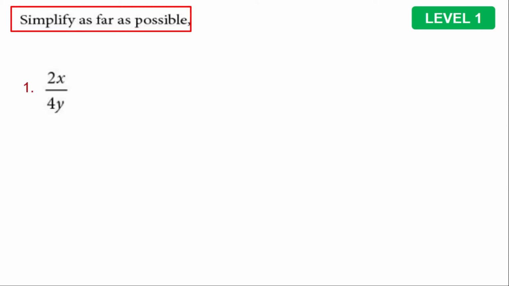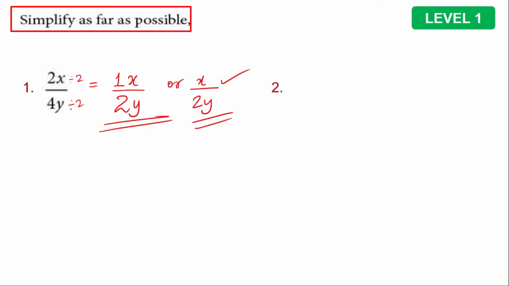Starting with level 1, the first question is 2x divided by 4y. Now the variables are x and y. You can see that the numbers 2 and 4 can be simplified as 1x over 2y. I divided the numerator by 2 and the denominator by 2 because 2 is a common factor for the numbers. So this is my answer. Or in case you can also write x over 2y, which is right.